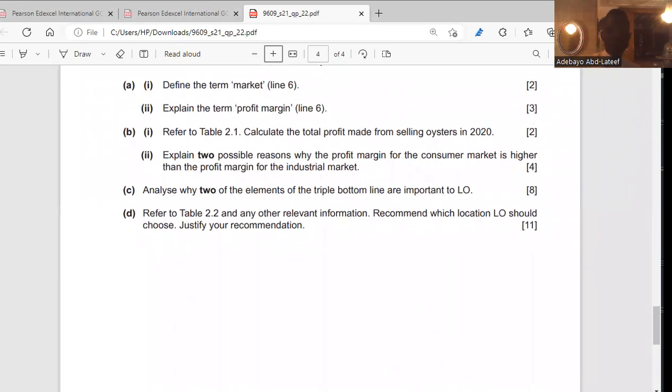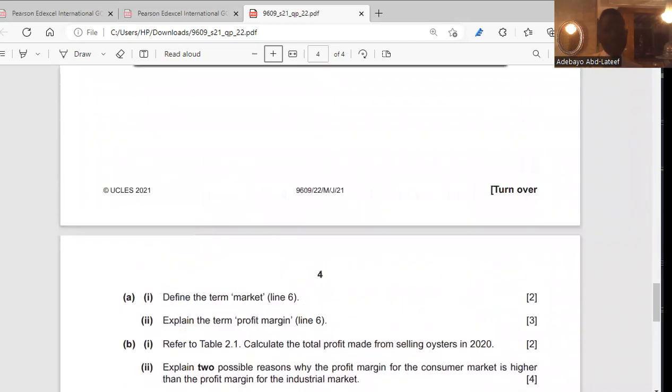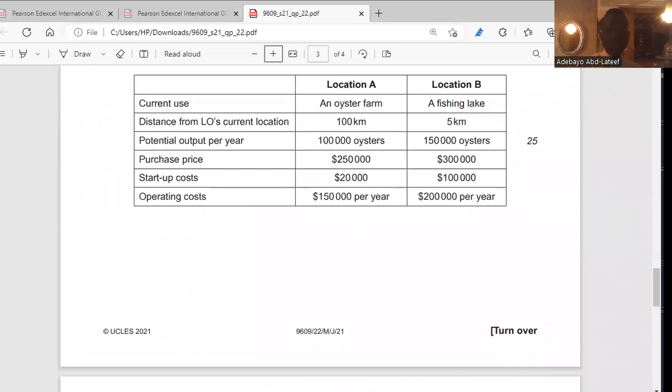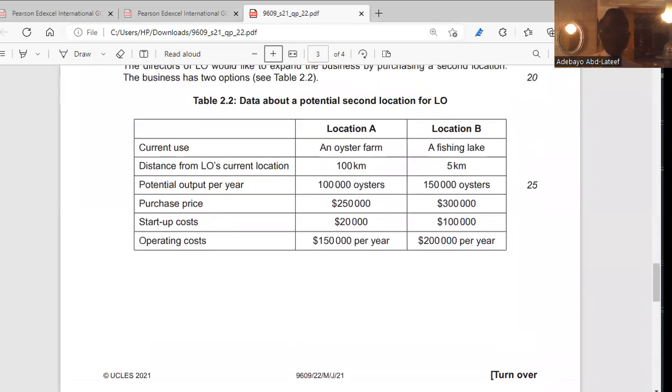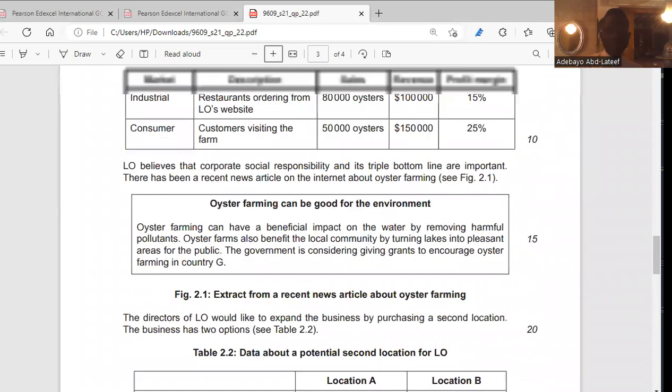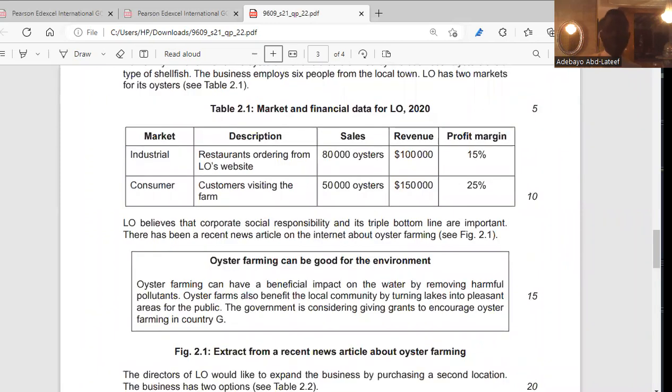Perfect. Using table 2.1, calculate the profit made from selling oysters in 2020. We'll go back to the table. In 2020, right? So we have, let me go back to the question. We have for the profit margin, for the industrial market, 15%. What is the formula? Gross profit margin is gross profit over sales multiplied by 100, right?